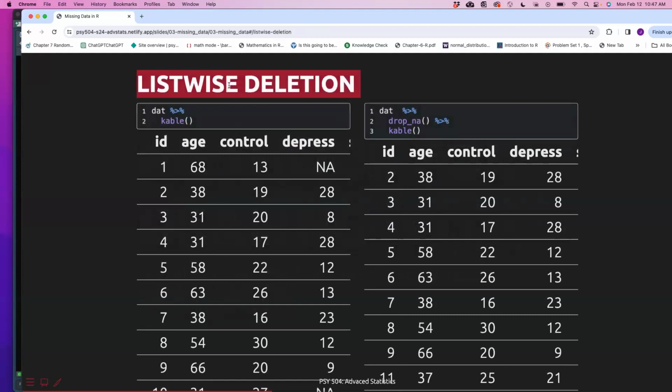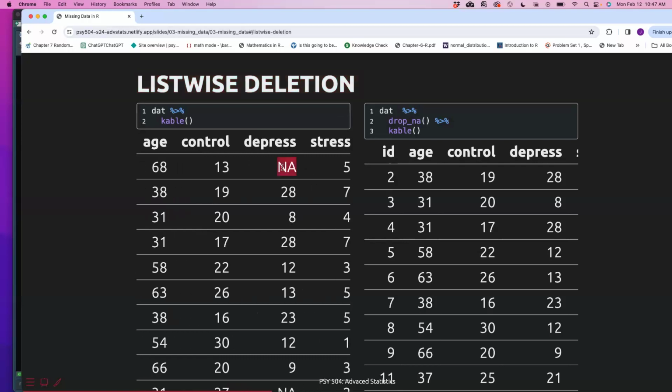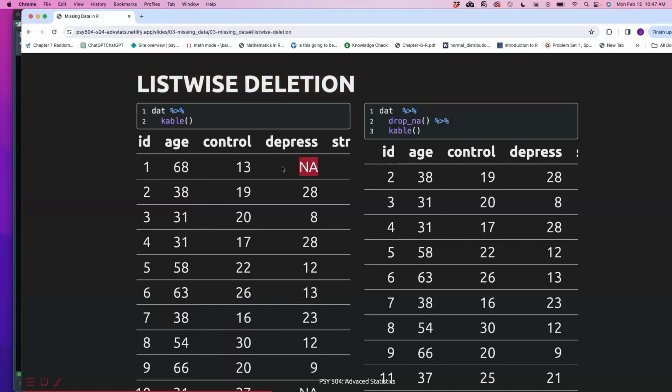So probably one of the most popular techniques to deal with MCAR data is listwise deletion. I already talked a little bit about this, right? We have missingness in our data set, like NA on depression. What listwise deletion does is just delete that whole row. That whole row is not considered anymore. We can use drop NA or na.omit if you like base R. But what we can see here is that row 1 has been completely removed from the data set, right? So it's no longer going to be considered for the analysis.